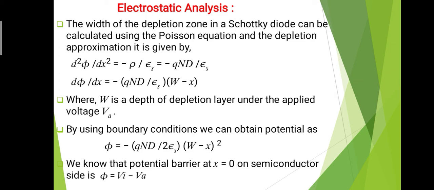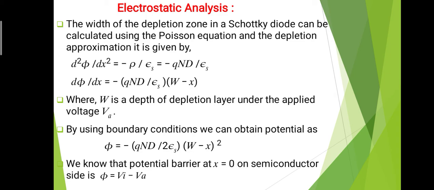We apply external bias for the diode, and there is a formation of the depletion region, and the width of that depletion region is nothing but W. By using the boundary condition we can obtain the potential. Now we can solve this problem using a boundary condition, and again after integrating this equation we get phi is equal to minus q N D divided by 2 epsilon s into (W minus x) whole square.